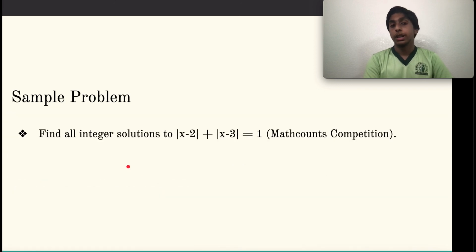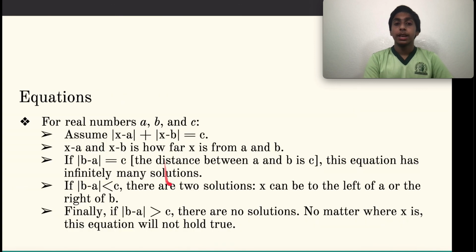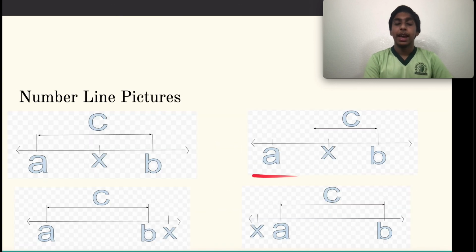Now, read the question, however. It says, find all integer solutions. So, as we said, there are infinitely many solutions, but x has to be between a and b. So any solution in this region between 2 and 3 works. However, they're only asking for the integer solutions. Therefore, the only two solutions that are integers are 2 and 3. All the numbers in between are going to be decimals and they won't work as integers.